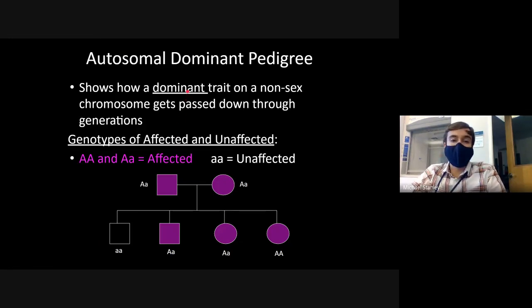So because it is a dominant trait on an autosomal dominant pedigree, usually you see half or more than half of the people get the trait because there's only one allele that's needed for it to show up. So it's usually a pretty common trait. So most of the people on a dominant pedigree will have the trait, and occasionally there'll be some people that do not have the trait. So this is one type of pedigree, autosomal dominant. Again, a dominant trait that's not on a sex chromosome, that's on one of those normal 22 chromosomes.